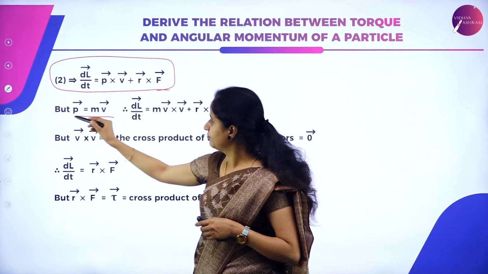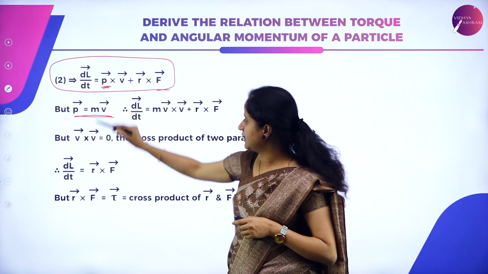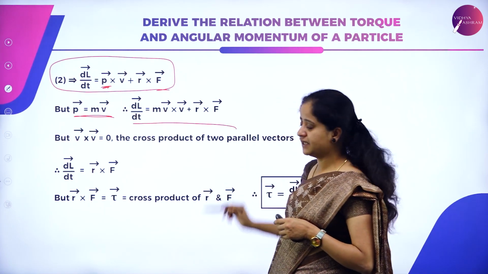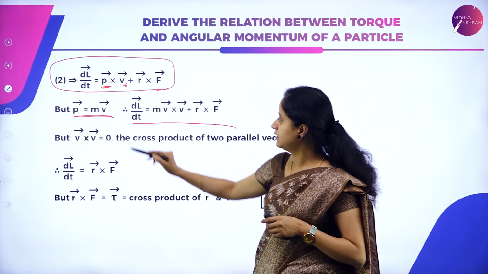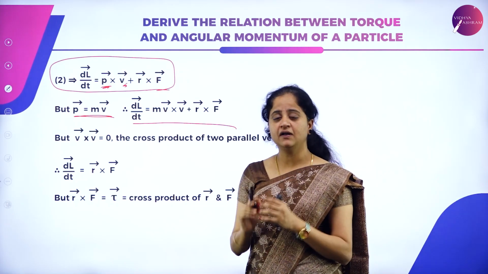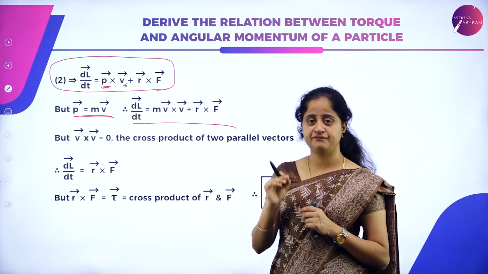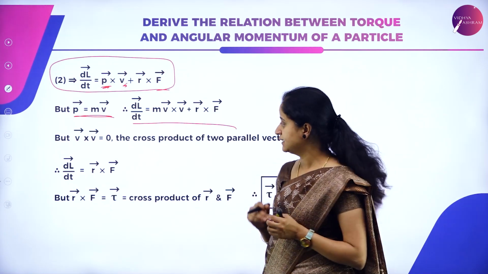But what is p? It is m into v. Again I replace p with m into v and I'll get dL by dt is equal to m into v into v, already we have here, plus r into F. We are representing all the terms here with a vector notation since they have got both magnitude and direction.